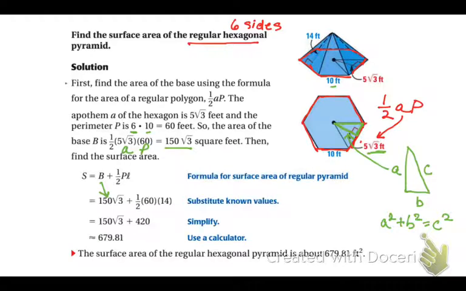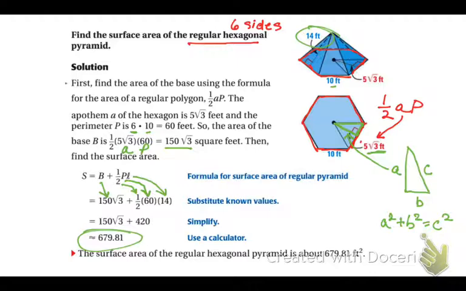Okay, and we plug in our 150 square root of 3. And the rest of our formula is 1/2. So we put in 1/2. We know our perimeter, which is 60. And how did we get our slant height? We're given our slant height. There it is, right there. Slant height, 14. Okay, you do the math with that. You plug in your calculator for the square root of 3, and you come up with a total of 679.81. Okay, so once you get all that straight, it's just a matter of plug and play.